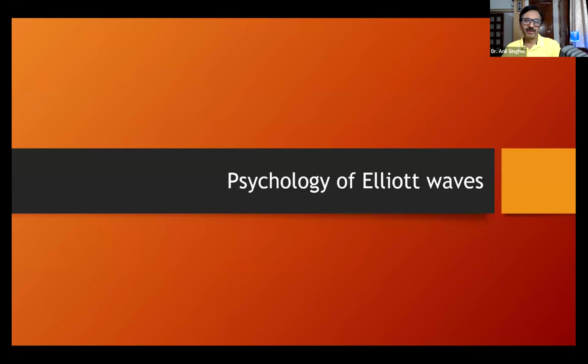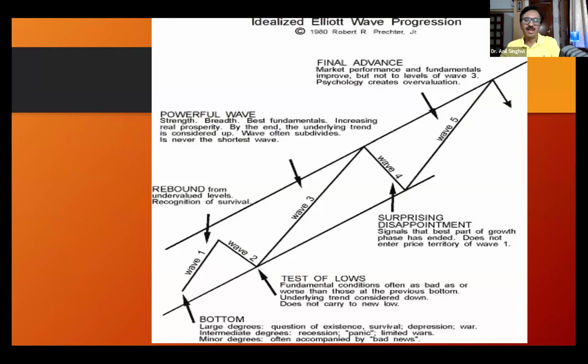So why do Elliott waves form? There is some psychology which happens whenever there is the beginning of an impulse, like in 2009, when the impulse started. So there is a bottom. And at the bottom, there is a lot of pessimism. There is a question of existence. There is a question of survival. There can be depression. There can be war, if it is a large degree bottom. If it is an intermediate degree bottom, it can be because of recession, like at that time, panic, some limited wars, and minor degree bottoms are formed by bad news.